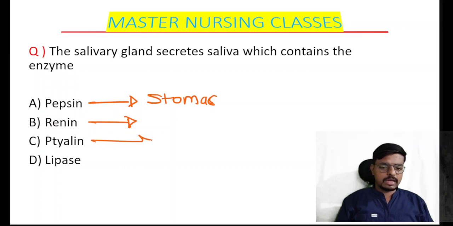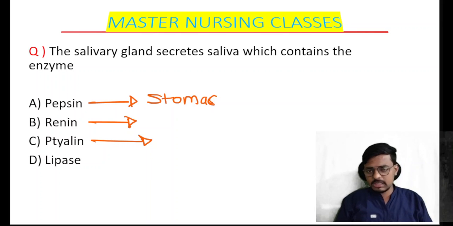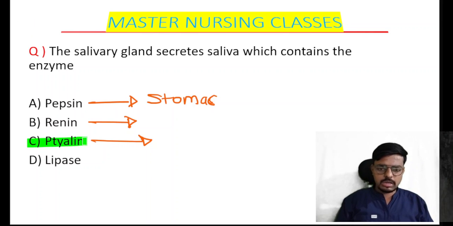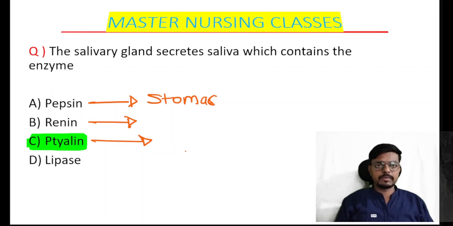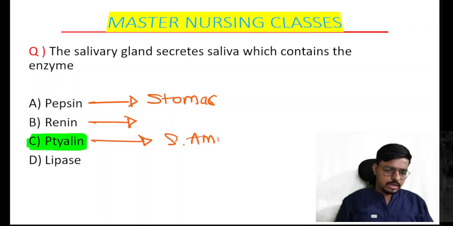Okay, ptyalin. Yes, very good students. Your answer is correct, those who are choosing the option ptyalin. That is the correct answer. So another name of ptyalin, can anyone tell? Yes, that is salivary amylase. Yesterday we discussed this one in detail.